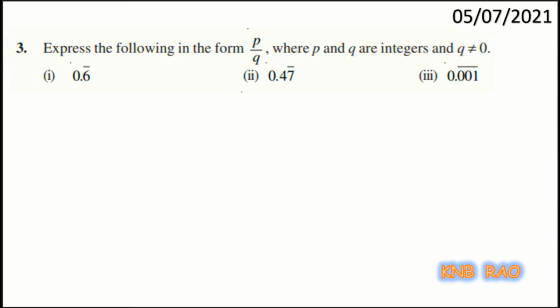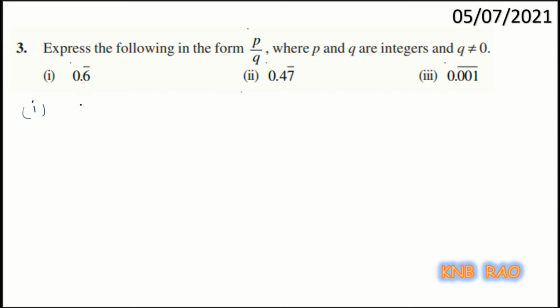Question number 3 is: express the following in the form of P by Q where P and Q are integers and Q not equal to 0. Watch the sub-questions in it. Each of them is a non-terminating but recurring decimal number. Now, the procedure: I will give you the procedural way of doing it as well as there is one shortcut also. Okay. If you are all interested, I will tell you the shortcut too.